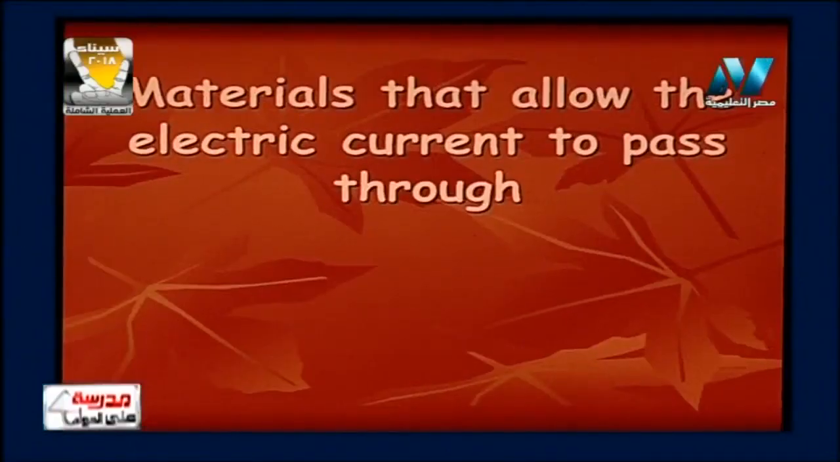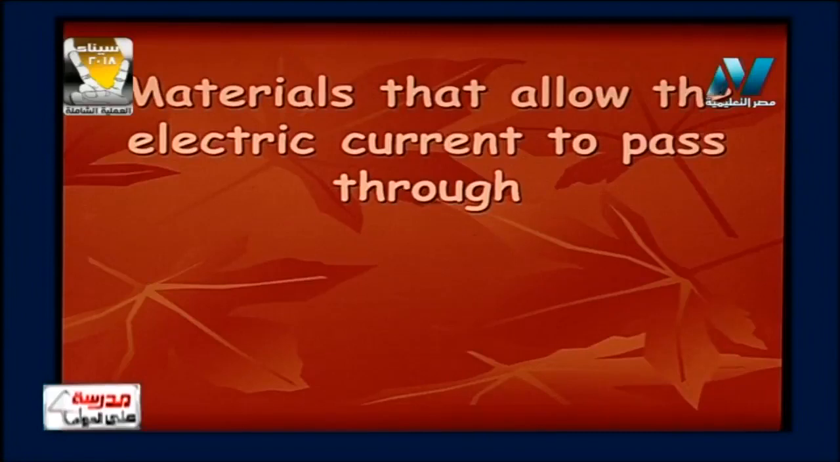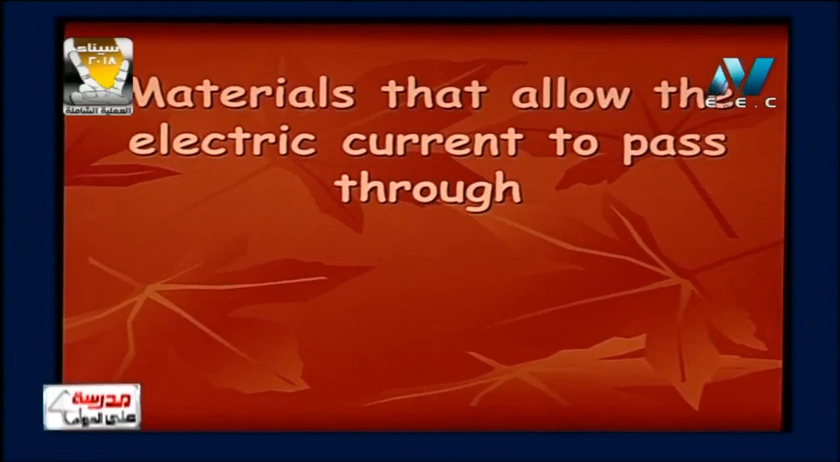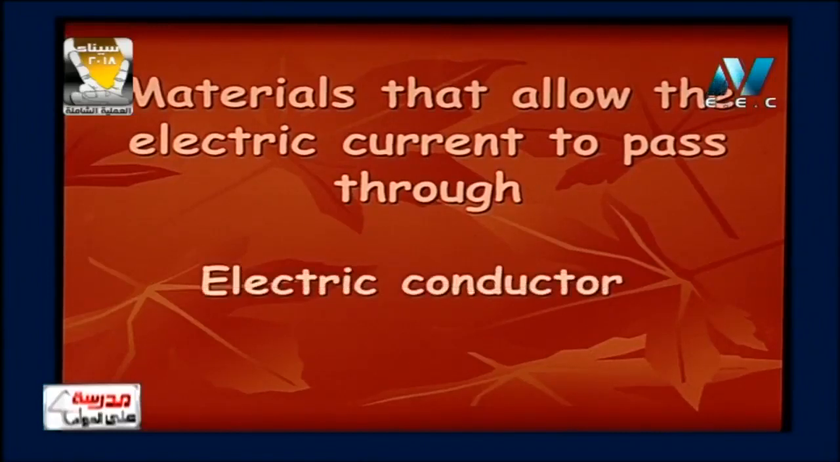The question says materials that allow the electric current to pass through. In this question I find materials, so I can say iron, copper, aluminum, nickel. No, it's wrong. Why? Because the question needs the name for all the materials that conduct electricity. So I can say electric conductors. For example, iron, copper, aluminum, gold, nickel, any metals, earth, human body, all of them are conductors of electricity.